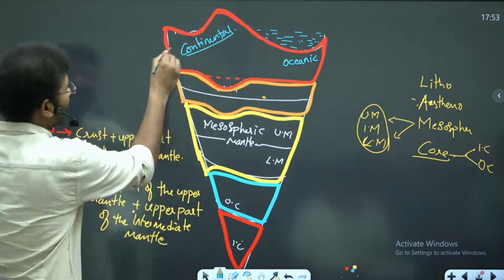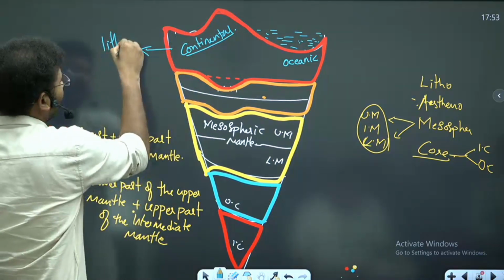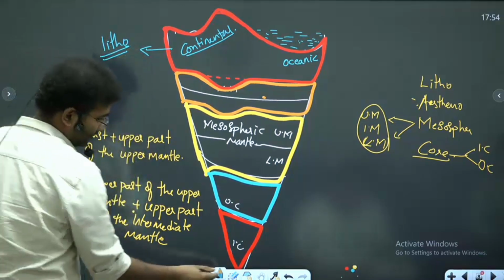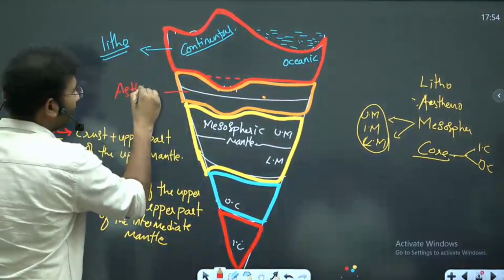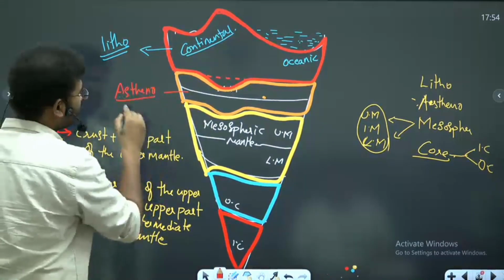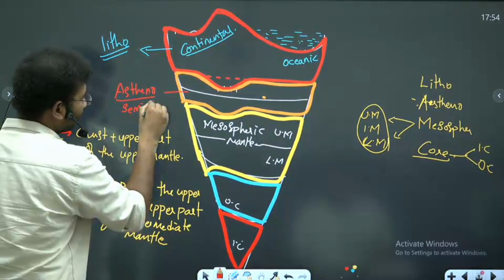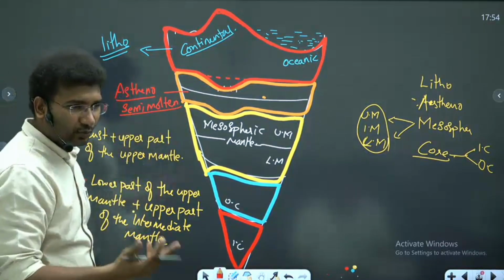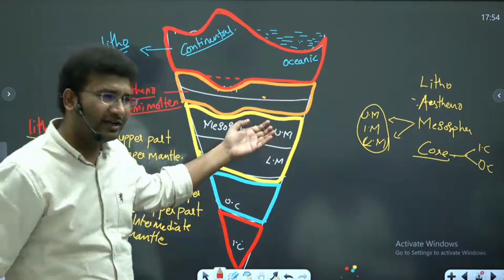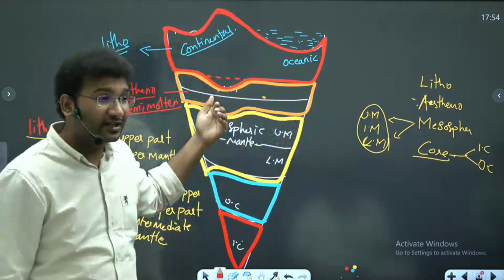This entire layer is what? Litho, that means stone. This entire layer is made up of astheno, that means weak layer. It is semi-molten, neither solid nor liquid. A plastic molten material. Mesospheric mantle, literally here, the temperatures are very, very high.